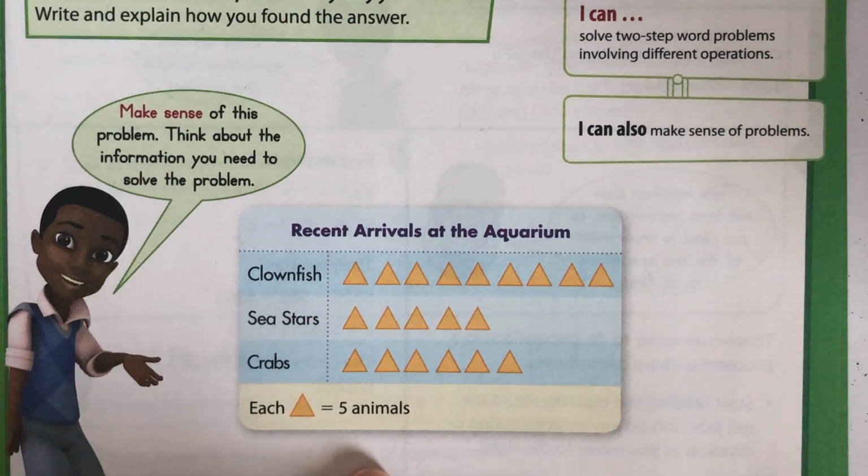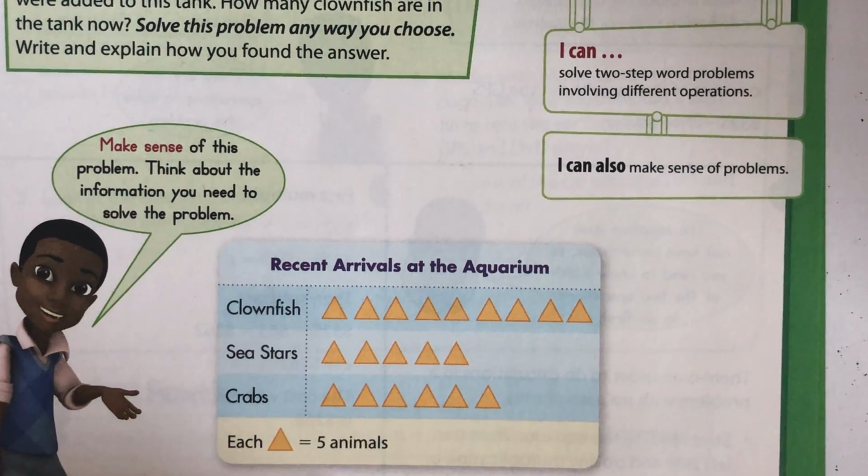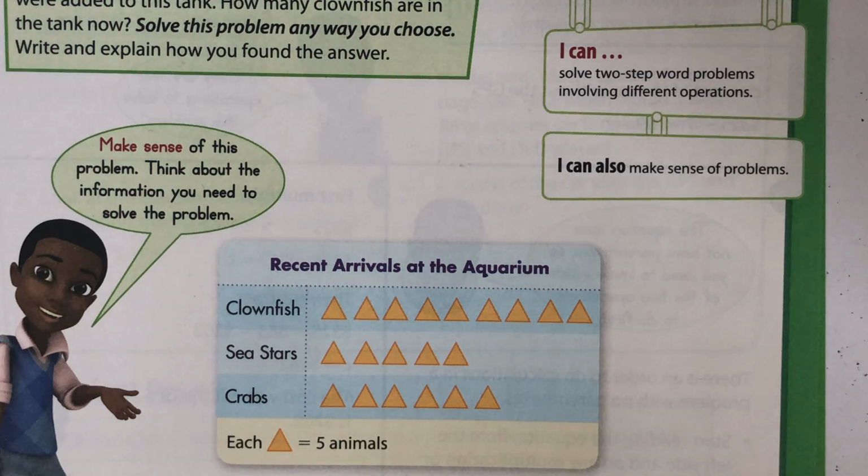Recent arrivals at the aquarium. Each triangle equals 5 animals. An aquarium had 75 clownfish in a large water tank. The clownfish represented in the graph were added to this tank. How many clownfish are in the tank now?